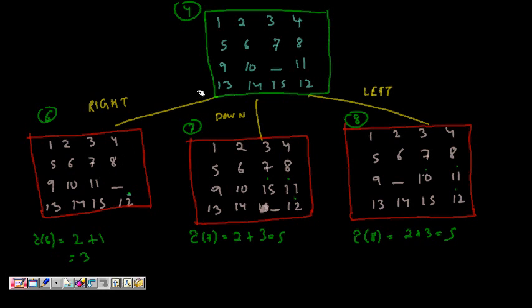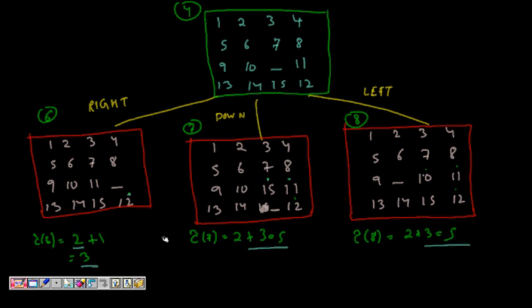Now I have already moved 2 times, so f(x) is 2. This state, if I move here, I'm done. So this one place is wrong. So the total lower bound is 3. Here 1, 2, 3, 4 is fine, 5, 6, 7, 8, 9, 10, 15, 11, so 11, 12 should be there, 13, 14 is fine, so 3. This cost is 5, this cost is 5.